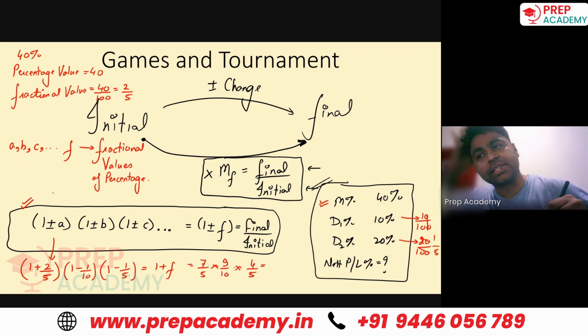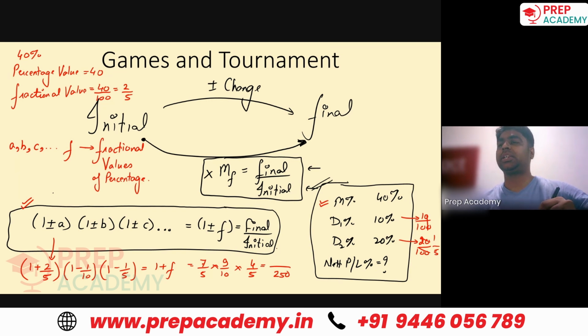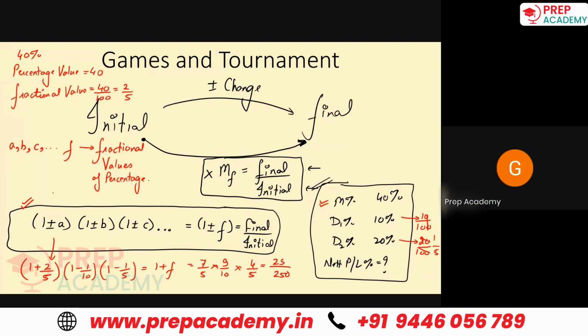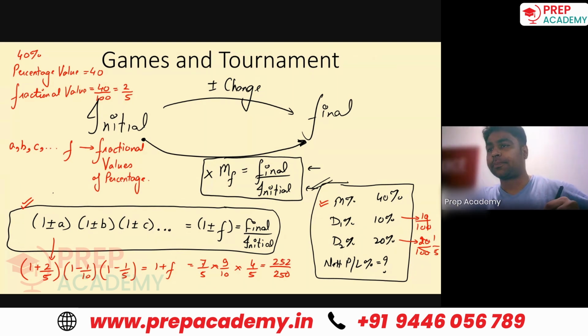Now, can we cut something? No. So that would be 5 fives are 25, into 10, 250 upon what would that be? 7 nines are 63, 63 into 4, double of double. So the double is 126, the double of 126 would be 252, I guess. 252. Yeah. So now, what is f? Because 1 plus f was this much, f would be 252 upon 250 minus 1.